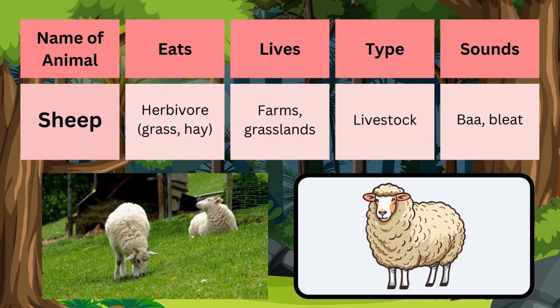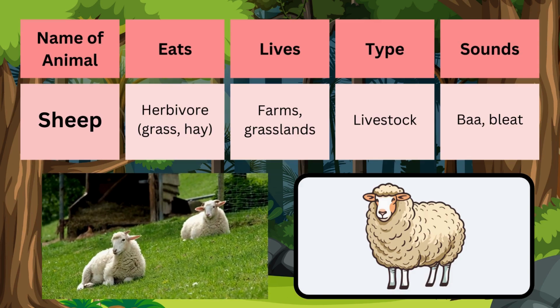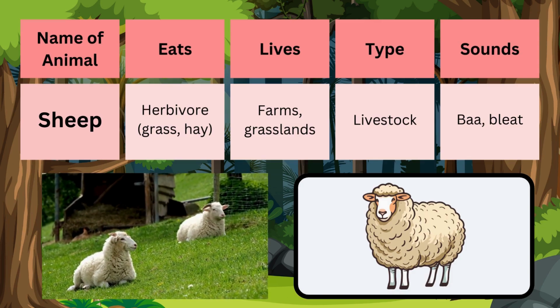Sheep. Sheep eats herbivore grass, hay. Lives in farms, grasslands. Sheep is a livestock. Sounds.